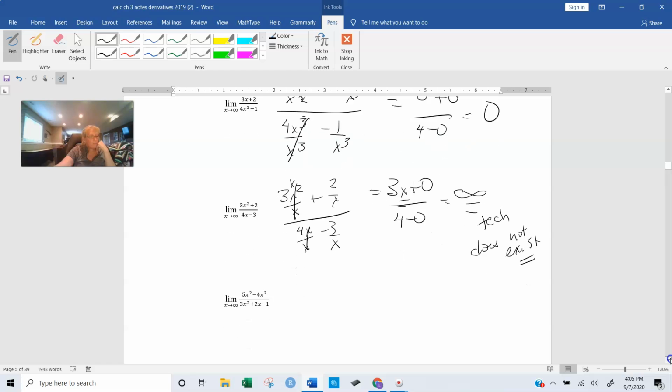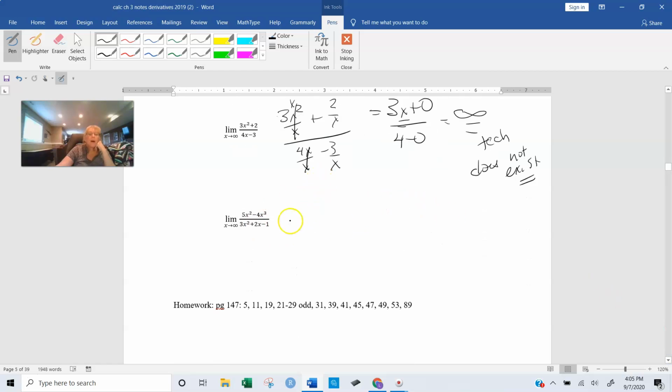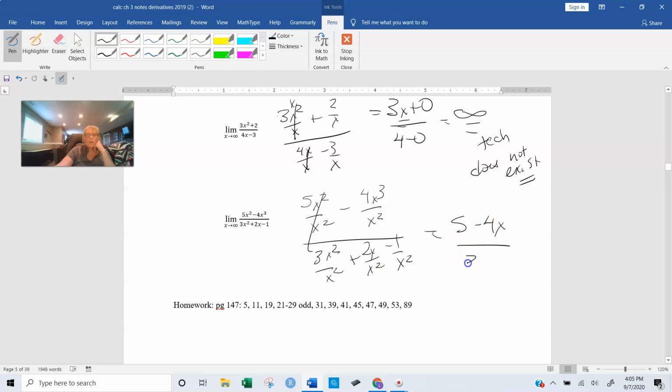Okay, next one. Should be divided by x squared. So now we have 5x squared over x squared minus 4x cubed over x squared all over 3x squared over x squared plus 2x over x squared minus 1 over x squared. All right, first one cancels to 5 minus 4x over 3 plus 0 plus 0. Again, a 0 in this here, but it's negative. So this one here approaches negative infinity.